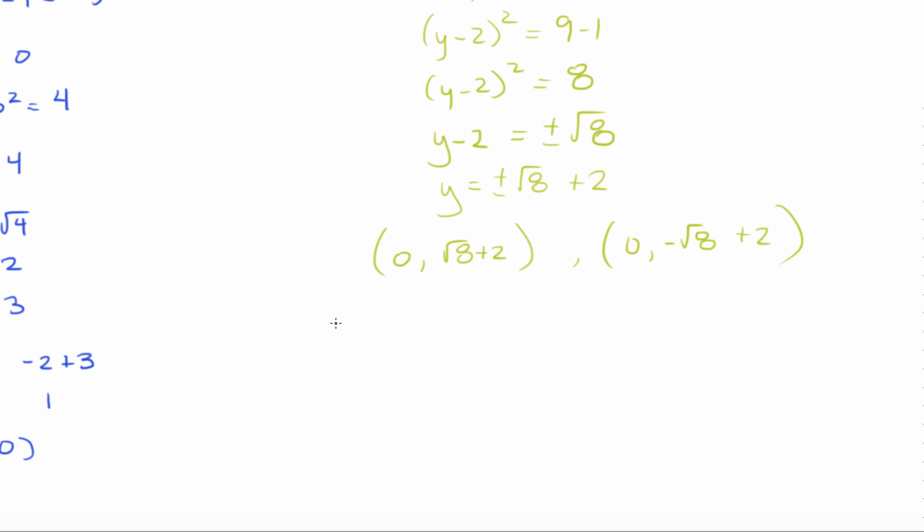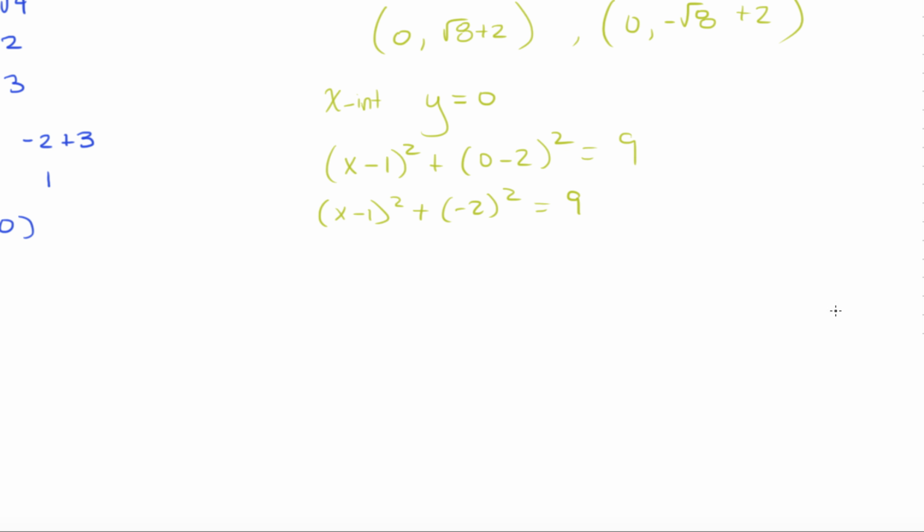For the x-intercepts, we plug in 0 for y. So you have x minus 1 squared plus 0 minus 2 squared equals 9. You have x minus 1 squared plus negative 2 squared equals 9. x minus 1 squared plus 4 equals 9. We subtract the 4. You have x minus 1 squared equals 9 minus 4. x minus 1 squared equals 5.